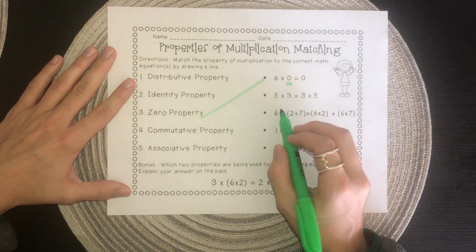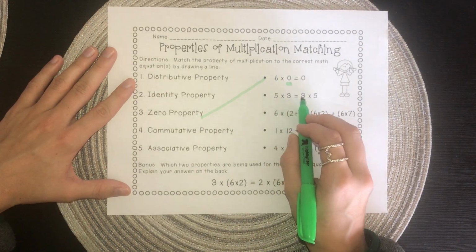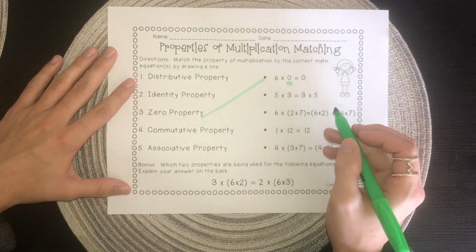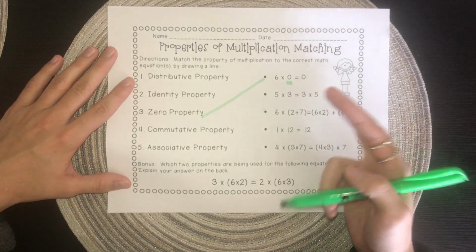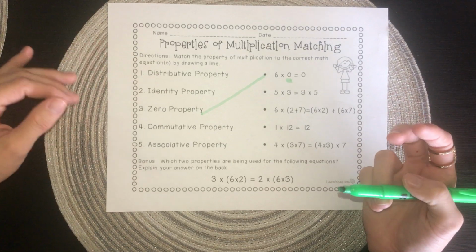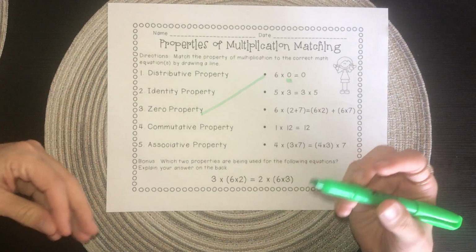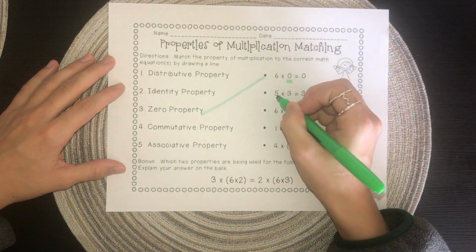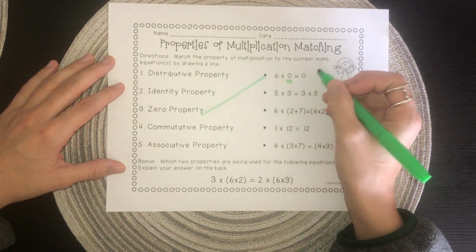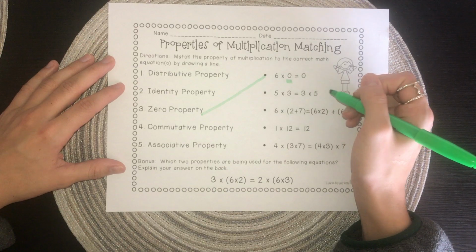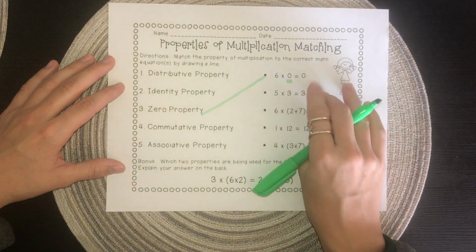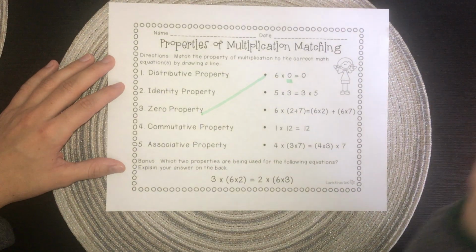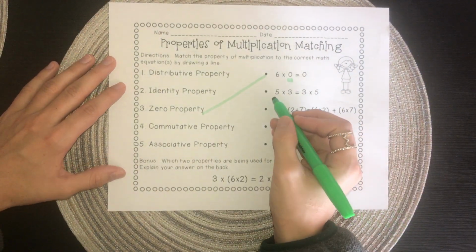So I'm going to move on to the next one. 5 times 3 is equal to 3 times 5. So I don't see any zeros. I don't see anything times 1. So I know that it's either commutative, associative, or distributive. And what I'm seeing is just that the order is switched. So 5 times 3 equals 3 times 5. They basically are just flip-flopping those two numbers. So this one is actually commutative property.